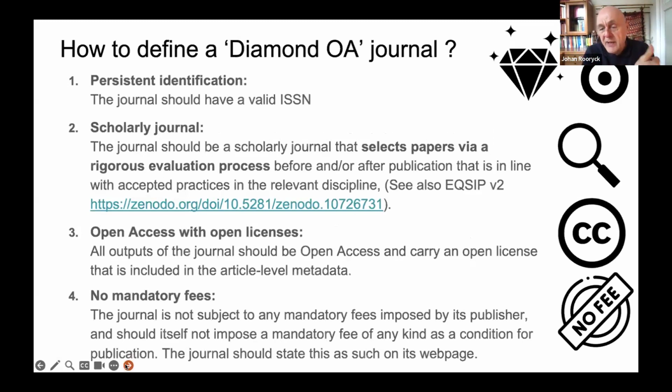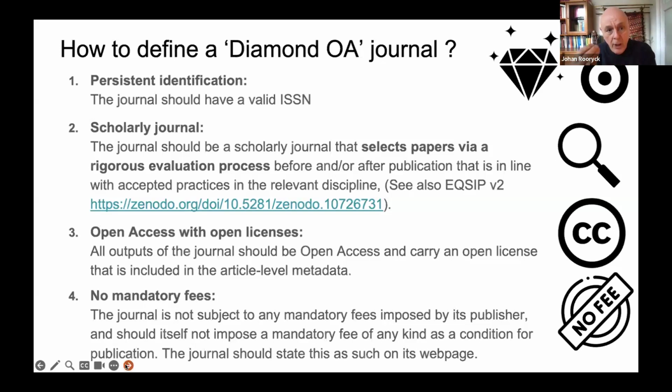Persistent identification, I think that's the least you can ask of a journal, that they have an ISSN. Also that they are a scholarly journal, and that's already more problematic, because how do we define what is scholarly? The way we define it in the Diamond Open Access standard, version 2, is that there should be a rigorous evaluation process. So it's not anyone publishes whatever they want. No, there has been a rigorous evaluation process, either by peer review or by a review of an editorial committee, as happens in many sectors of social sciences and humanities. But it is not just the author who decides to publish. Somebody has vetted the paper for the quality of its contents.